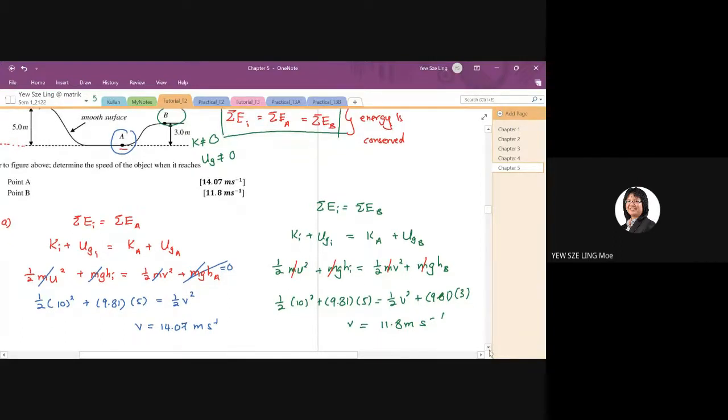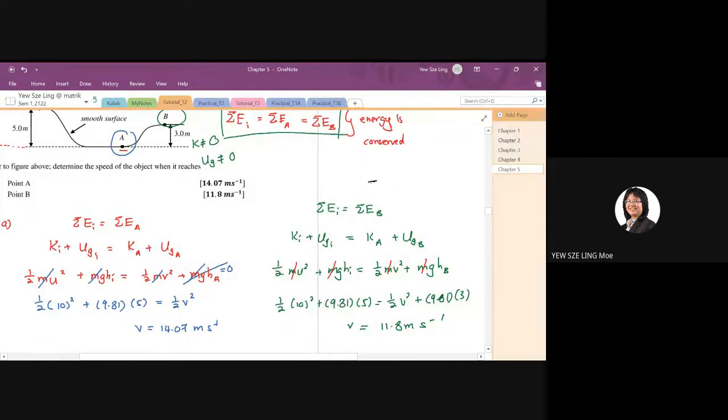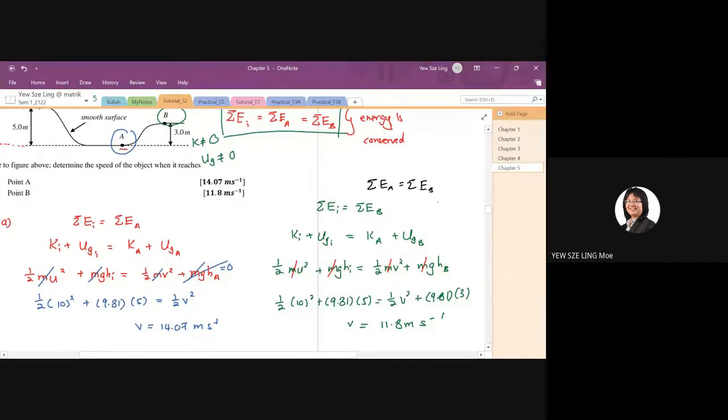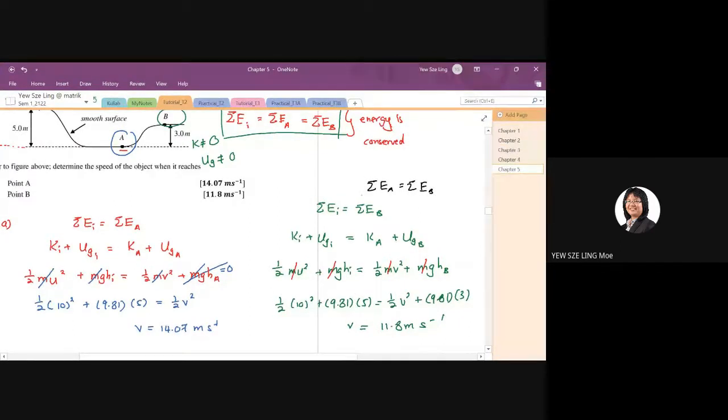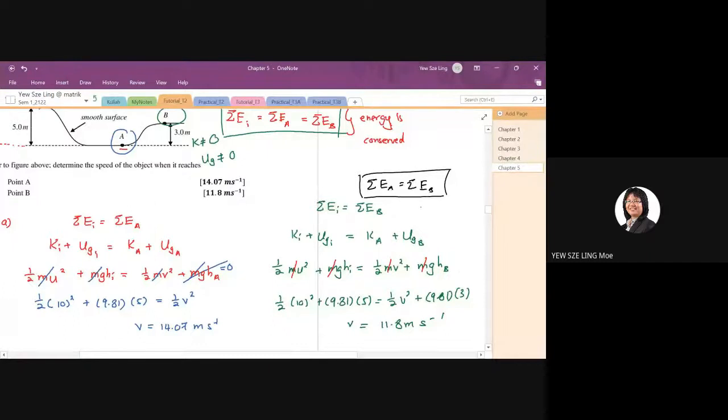Now, if you want to use summation EA, for example, students might ask me, can I use summation EA equals to summation EB to solve this question? Of course you can, nothing's wrong. You can use summation EA equals to summation EB to solve it, since now you have the velocity at point A already. So it is up to you how you want to solve it. As long as you know energy is conserved at every position, then that's it.